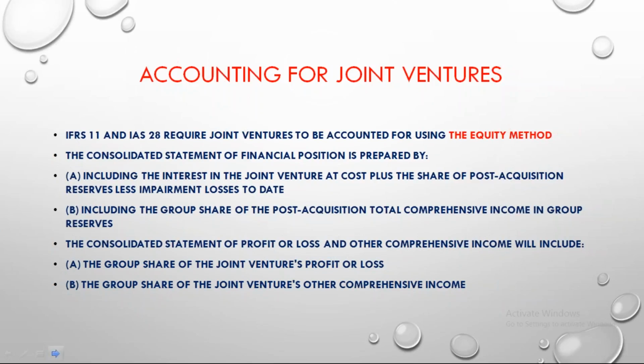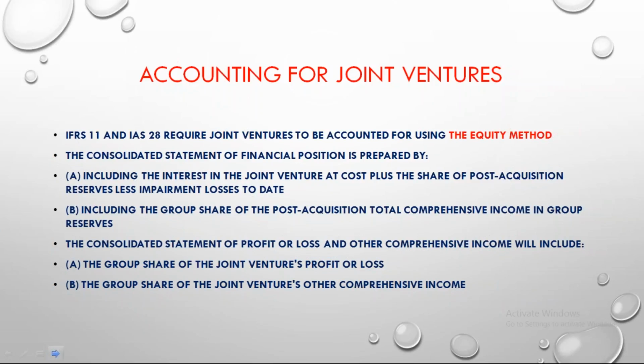Same method is applied for joint ventures. So joint ventures and associate company go on the equity method, right? Equity method. Parent and the subsidiary go on the acquisition accounting method.